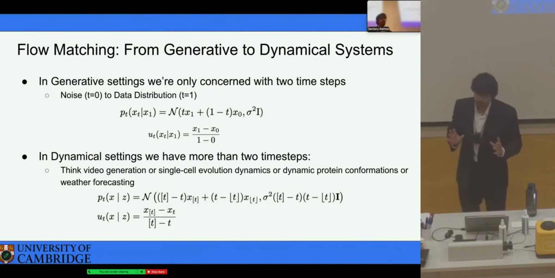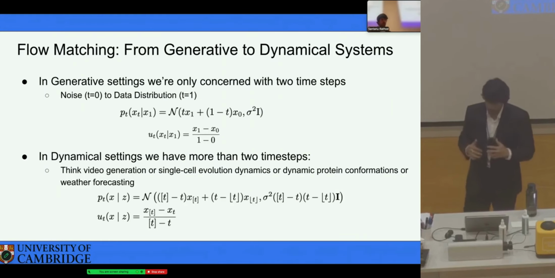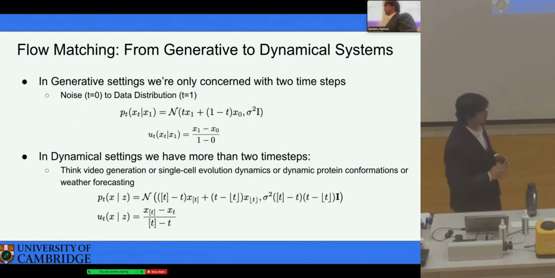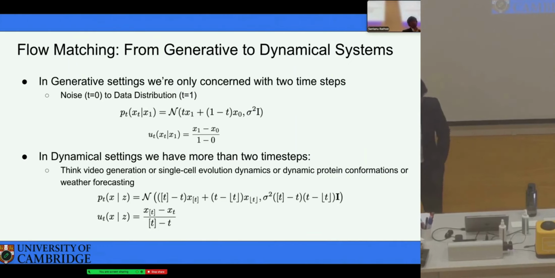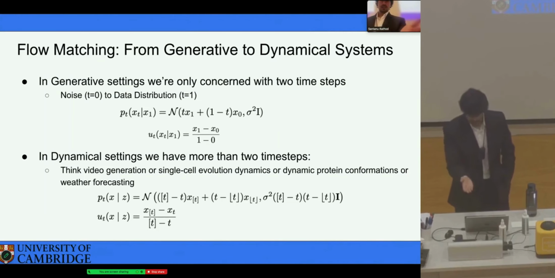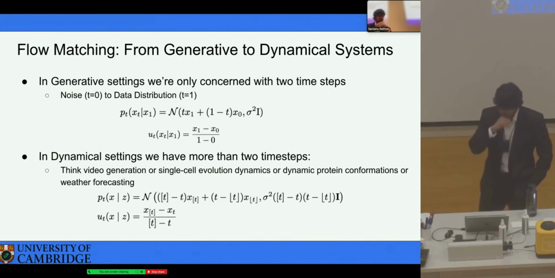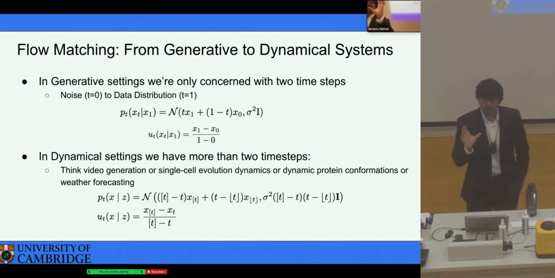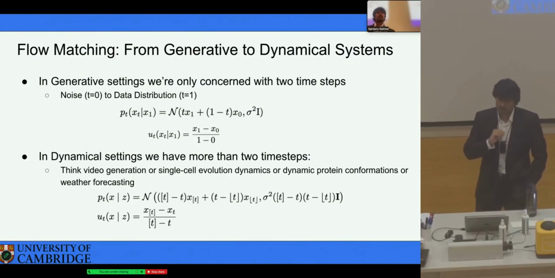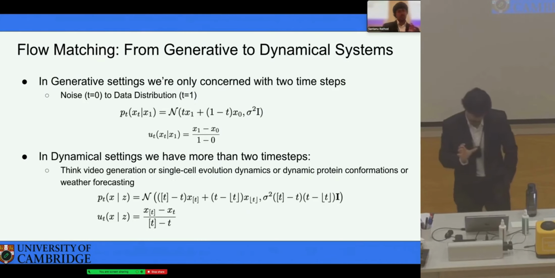So going from generative to dynamical systems, what changes? In generative settings, you're primarily concerned about going from, let's say, noise to data, and the corresponding conditional probability path has the nature as written here, and similarly the corresponding velocity field can be simply characterized as well. But in dynamical settings, you just do not have 0 to 1. You basically have samples that are spread across a time horizon. And so how do you characterize conditional probability paths when your observations are spread out across a time horizon?